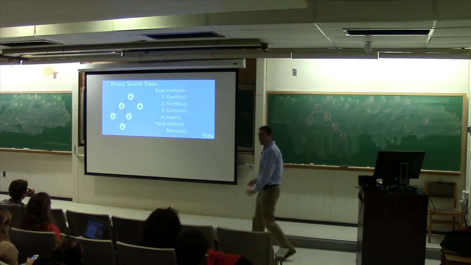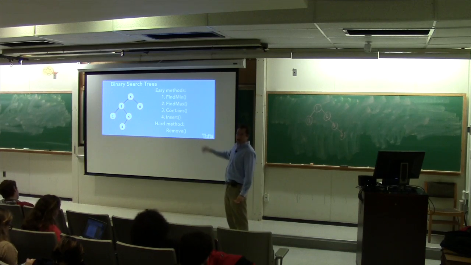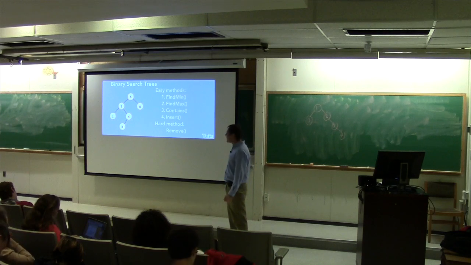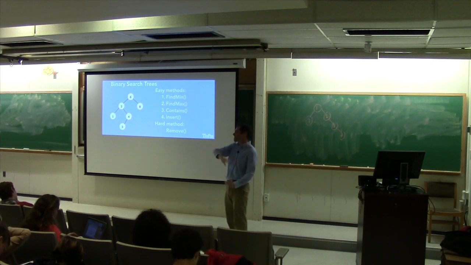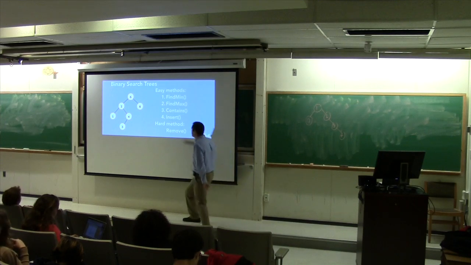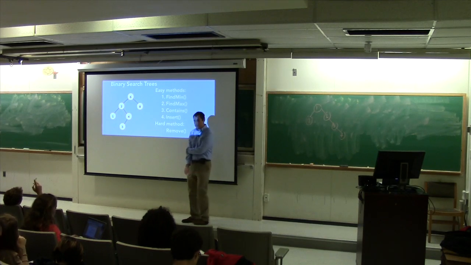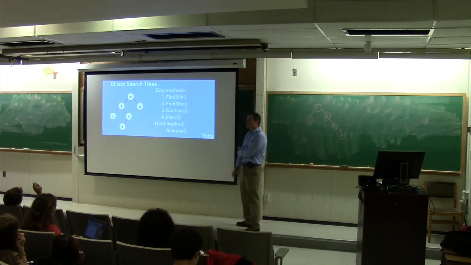We have to come up with a couple of methods or functions for binary search trees. I'm breaking this into two categories: easy, and there's one hard one. Let's go through the easy ones, because I know most of you could knock them right out of the park. Think about this: how would you find the minimum of a binary search tree? What algorithm might you use?